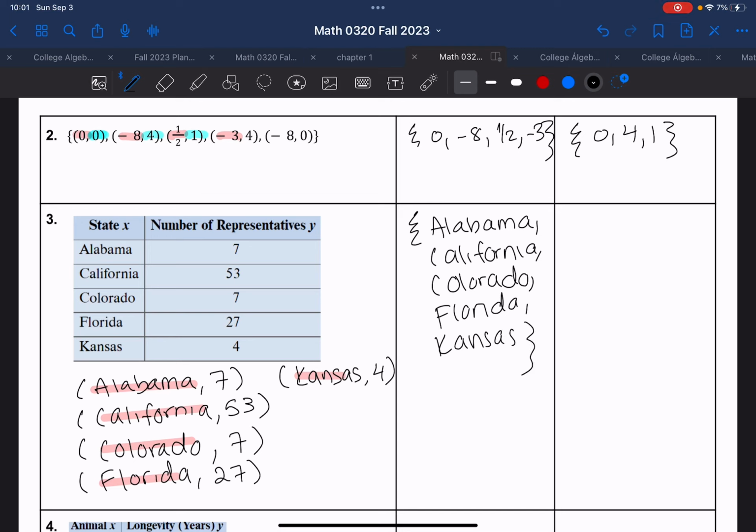Okay. Now looking at my range, I know that those are all my y values. So I have a 7, a 53. I've already highlighted a 7, so I'm not going to highlight it again. 27, 4. So that means my range is 7, 53, 27, 4.